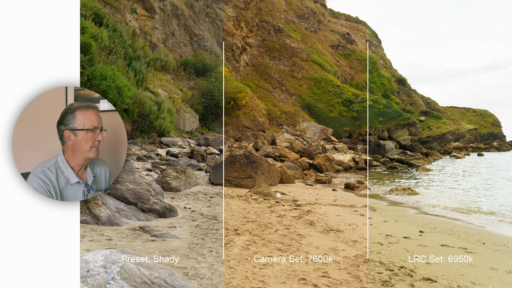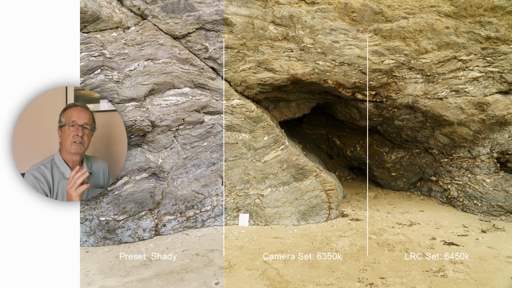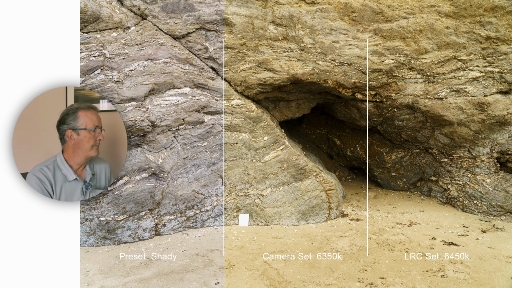Let's have a look at the next one. So in the final shot of the three, again I used the shady preset. The camera was set at 6,350 Kelvin -4 tint using the white card. But Lightroom Classic decided, yeah, in this case, the Kelvin was very similar at 6,450 with a tint of -5. So there's not a lot of difference to see between the two.